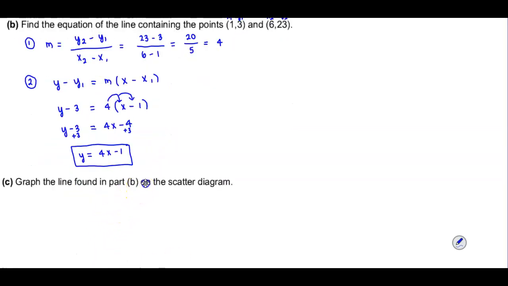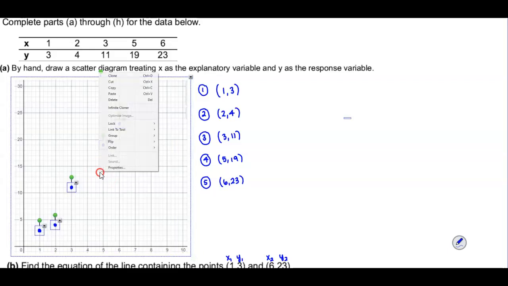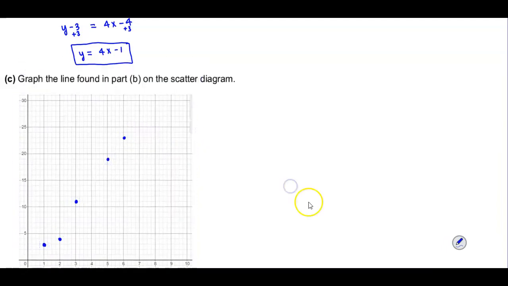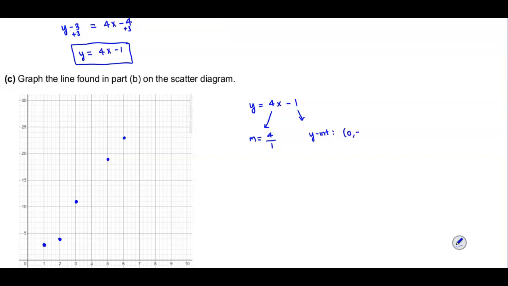Now let's take a look at the next question. The next question says to graph the line found in part B on the scatter diagram. So let me go ahead and copy this scatter diagram and paste it down here. We want to graph the line y equals 4x minus 1. The 4 represents the slope, and the slope is 4 over 1. The minus 1 represents the y-intercept. The y-intercept is negative 1, but we want to write this as an ordered pair: 0, negative 1, because if it's a y-intercept, the x value is 0 and the y value is negative 1.